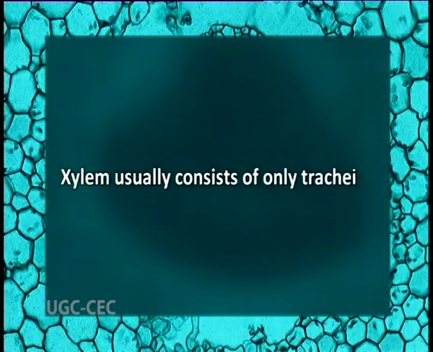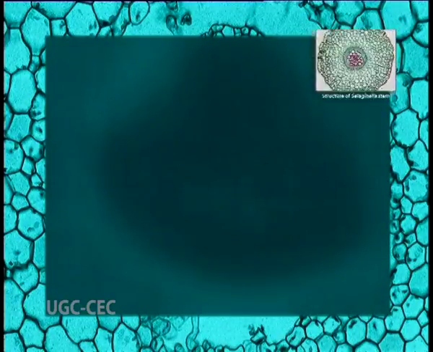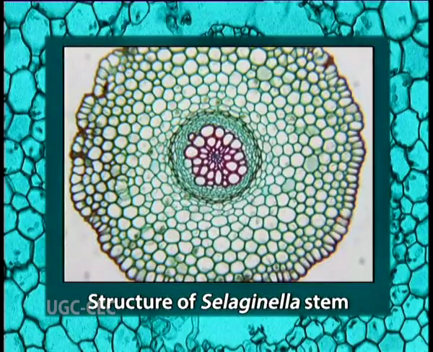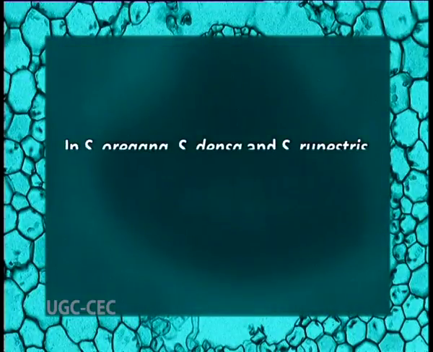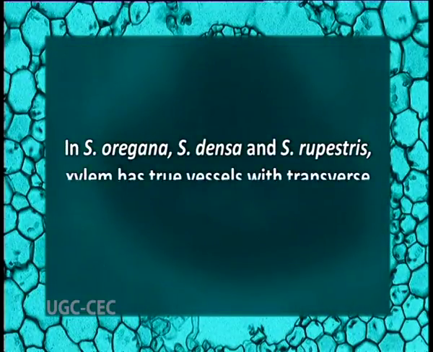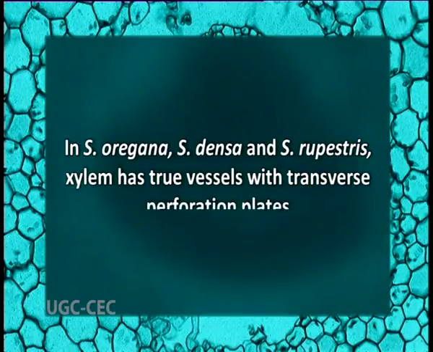It usually consists of only tracheids. The protoxylem tracheids have annular or helical thickenings, whereas the metaxylem tracheids show scalariform thickenings. In Selaginella origana, Selaginella densa, and Selaginella rupestris, however, the xylem has vessels with transverse perforation plates.